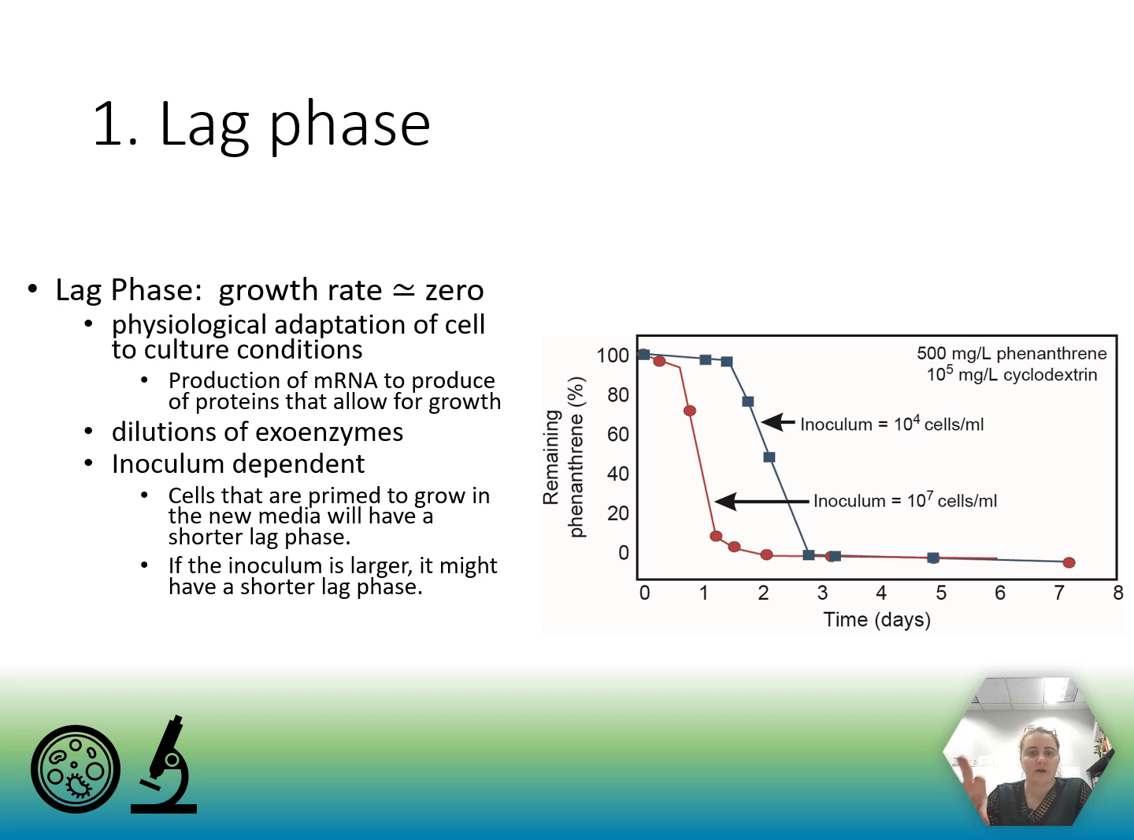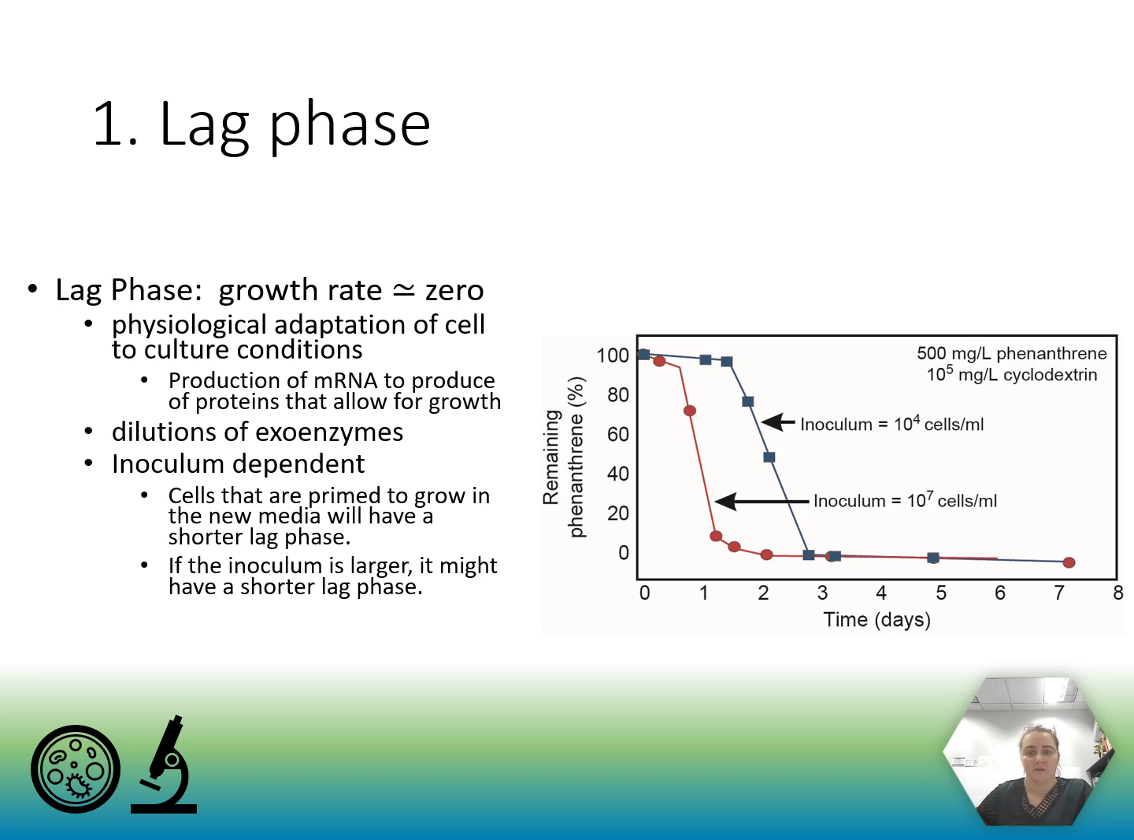So cells that are primed to grow in a specific new media will have a shorter lag phase, right? They'll get growing really, really fast. So if the media is good for the organisms and they're primed and ready to go, they have exactly what they need to grow, the lag phase is going to be short. If the inoculum is larger, so the sample basically is larger that gets plated, it might have a shorter lag phase occasionally too. So what this, that should be, no, a longer lag phase, excuse me.